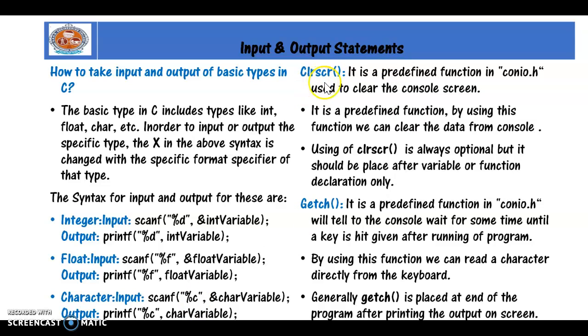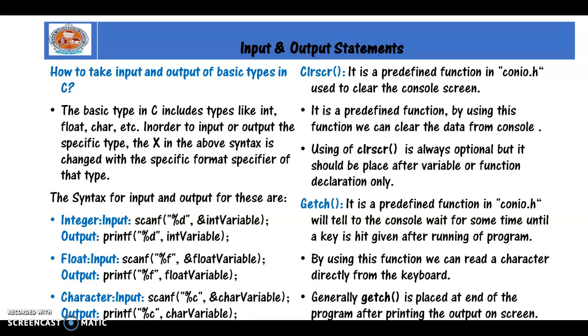Then I'm seeing a different function here, that is the clear screen function. This is clrscr. It is also a predefined function which is available in a header file called conio.h, that is the console input output header file. What is the use of this? Whenever we define this in our program, it will clear our output screen.